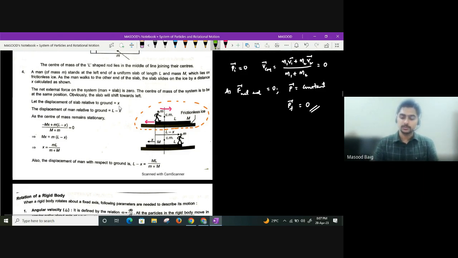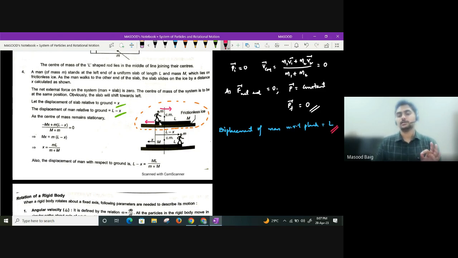What is the displacement of the slab? x towards left direction, towards negative x-axis. Displacement of the man with respect to ground? L minus x. But what is displacement of man with respect to plank, beta? Initially, he was on one end of the plank. Now he went to the other end of the plank, or slab, whatever it is. So what is displacement of the man with respect to plank? It will be length of the plank, guys.